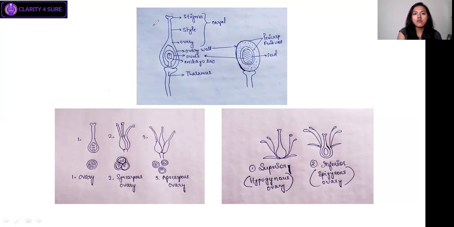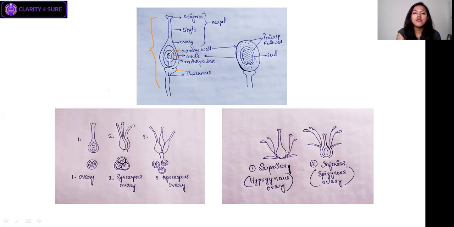Here you see this is the gynoecium, the female reproductive part of the plant. This is the stigma, the style, and the ovary. This whole thing we say is the ovary. This is the ovary wall, you can see I have marked it. Then this is the ovule, and inside we have the embryo sac in which the egg cells are there. And this is the thalamus.